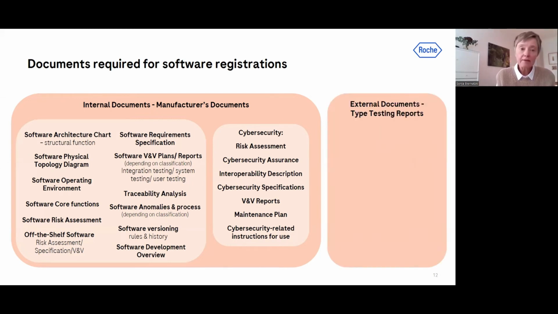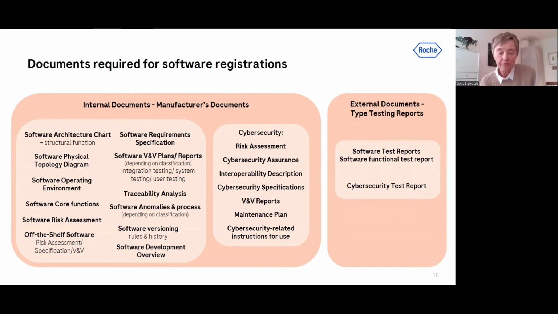You then, as I mentioned before, need to provide also as external document the type testing reports. So there will be a software type testing report where certain functions of your software will be tested. If you have an instrument also, this will go together with the instrument test report. But there will be also a so-called cybersecurity test report. So the external laboratory will also test certain items on your cybersecurity. And the PTR, as mentioned before.